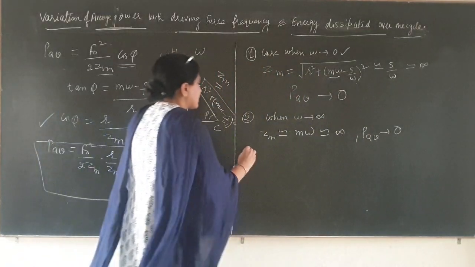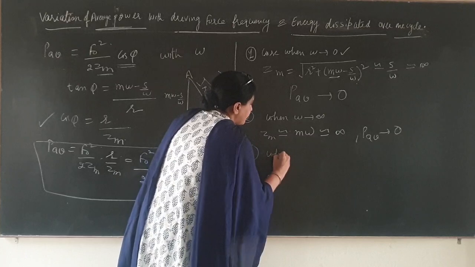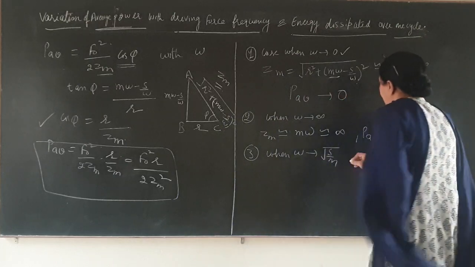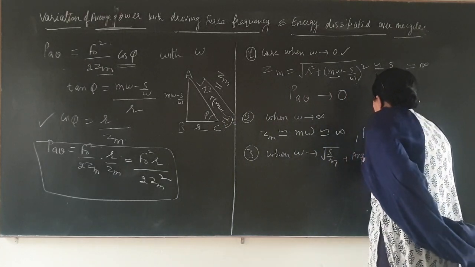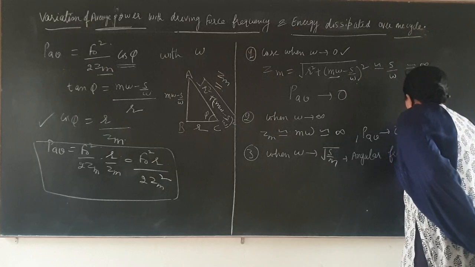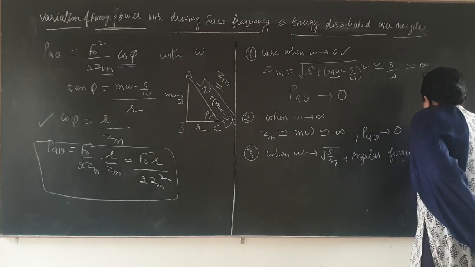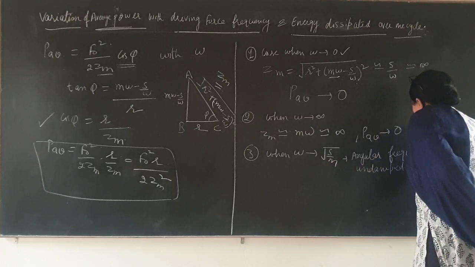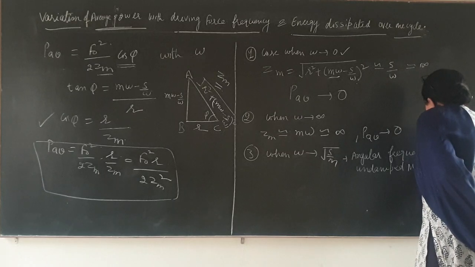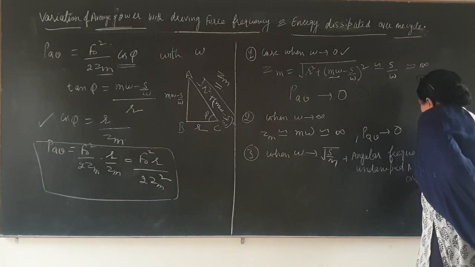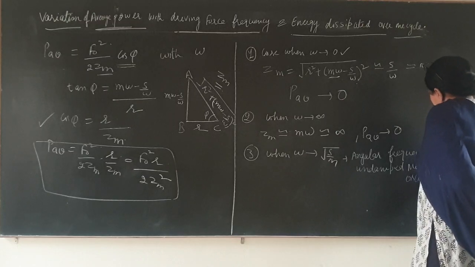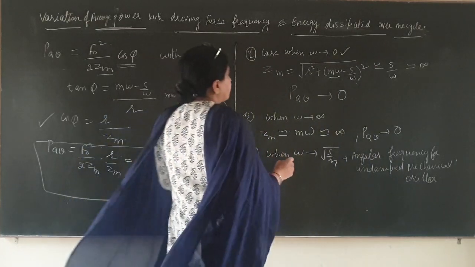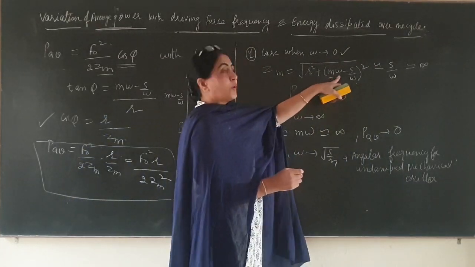Clear? And case third, when omega approaches to under root s over m. What is under root s over m? Angular frequency for an undamped mechanical oscillator. Undamped mechanical, because we are doing forced mechanical oscillator. So here put omega is equal to under root s over m.